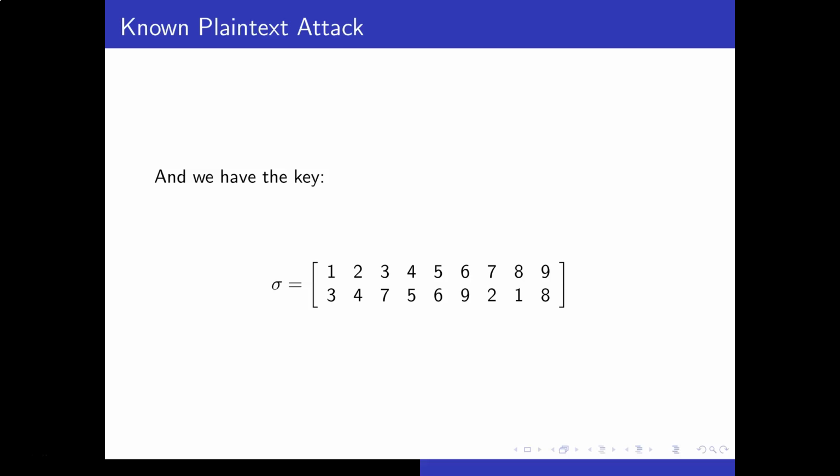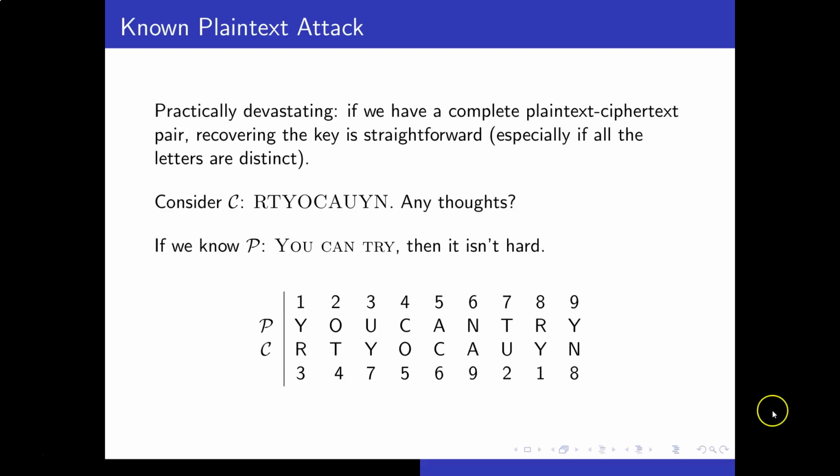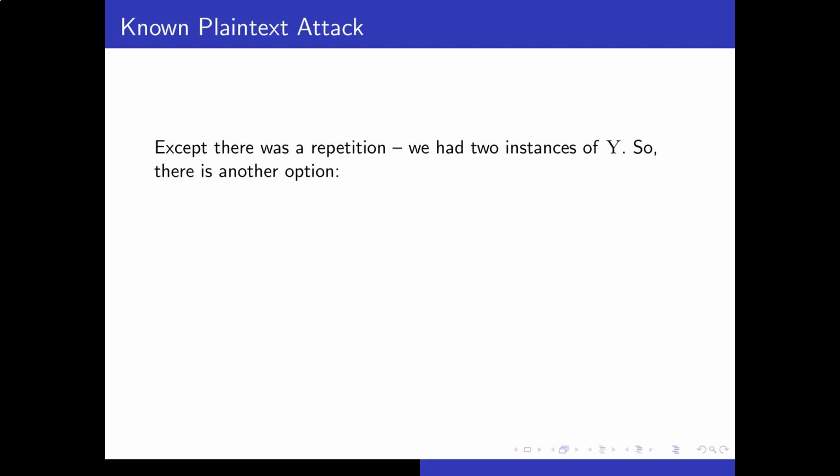Now, there's one thing that, if you were paying attention, you might have noticed. There were 2 Y's in the plaintext and ciphertext. So 1 goes to 3 as a possibility, but it also could be that 1 goes to 8 and that 9 goes to 3. Yeah, so there's another option. It could be this one.